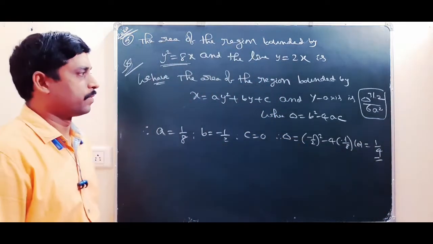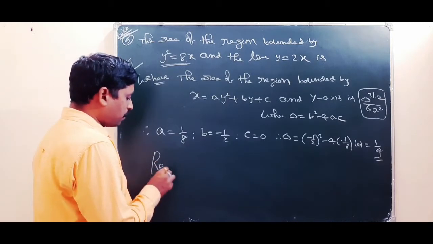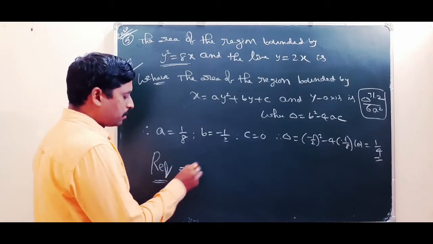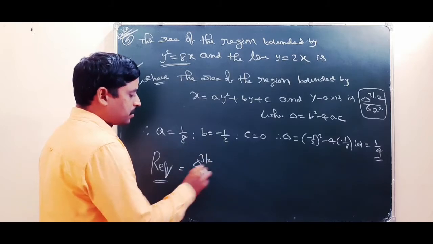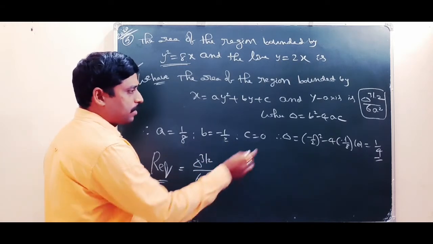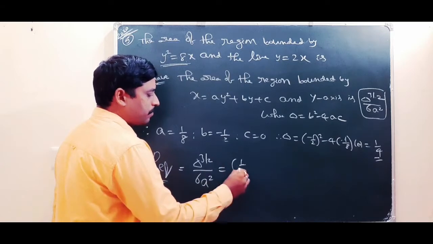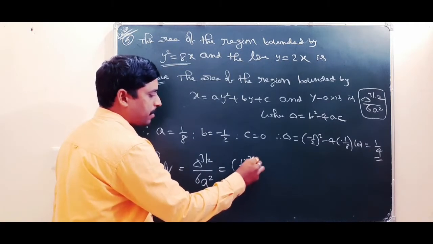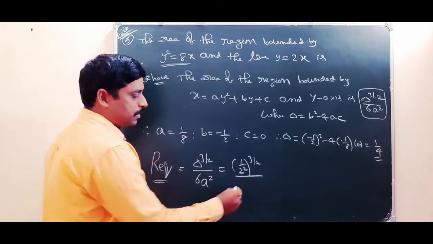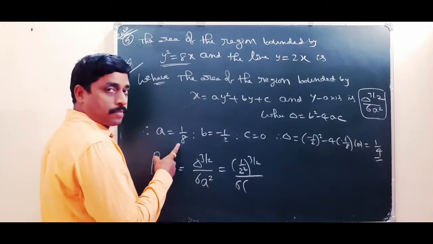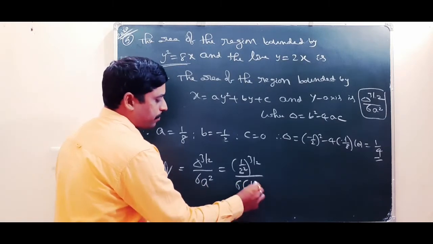Delta value is 1 by 4. Okay, what is the formula? Required area is equal to delta power 3 by 2 by 6a square. So delta value is 1 by 4, which means (1 by 2) square, power 3 by 2, by 6 into a squared, where a value is 1 by 8. 1 by 8 whole square.